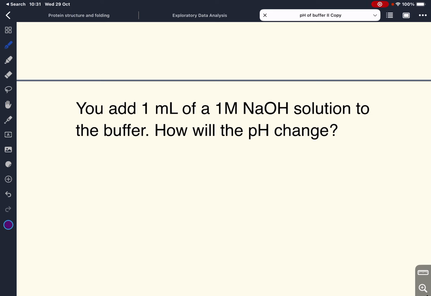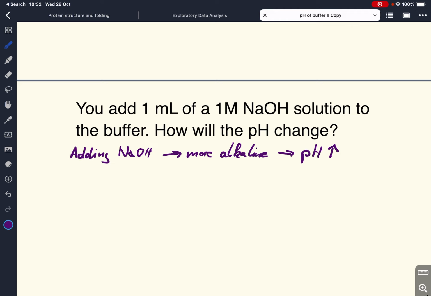Now, of course, before we get started, let's think about what this means. We add base to the buffer. So we are adding NaOH to the buffer, which would make it more basic, or more alkaline. And therefore we would expect that the pH would go up. So that is our expectation, and that certainly helps us to check that our results are correct.